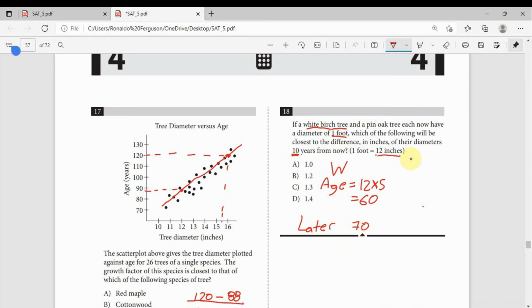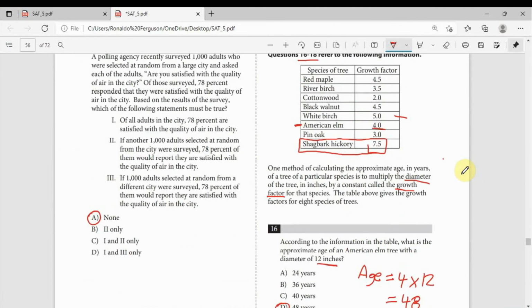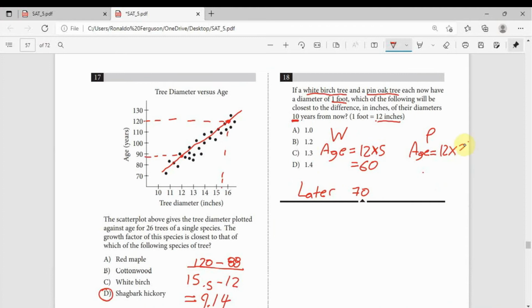All right, so look at this now. For the pin oak tree, its age is going to be 12 times the growth factor. We need to look at what the pin oak tree growth factor is. The growth factor for the pin oak is 3. So 12 times 3 is 36. So the pin oak tree is 36 years now, and 10 years later it's going to be 46.